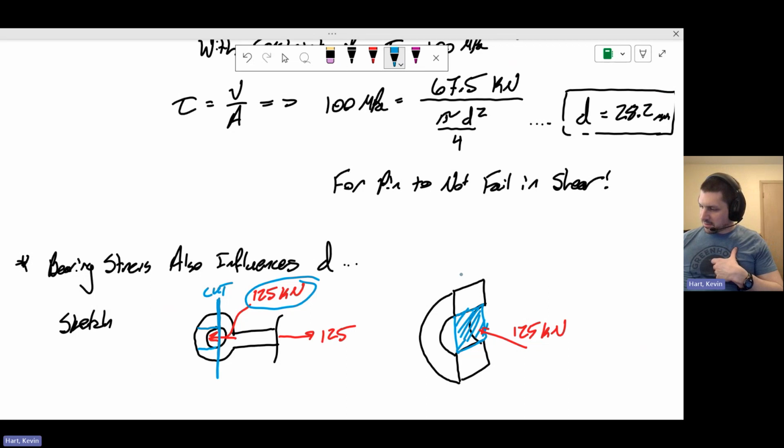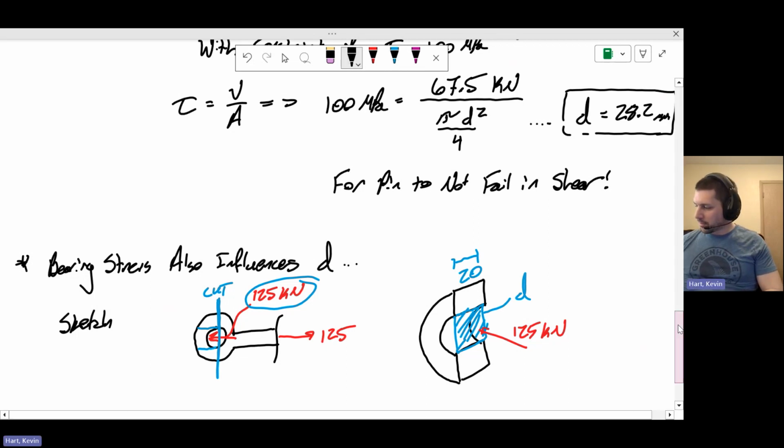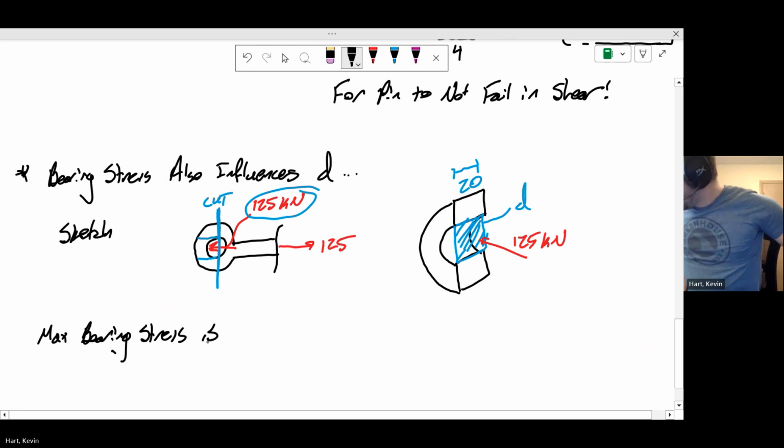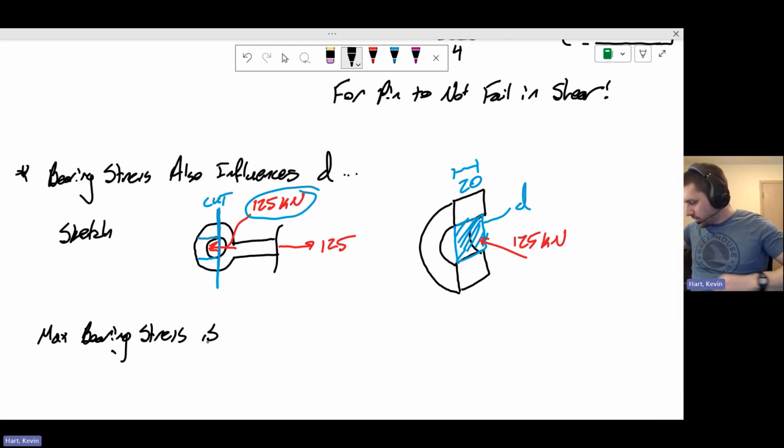So the dimensions here, this is 20 millimeters. This was given to us in the problem, this dimension here. And this dimension is the dimension D, right? It's the diameter of the hole. So if I'm thinking about the bearing stress, we have a max bearing stress of 250 MPa.